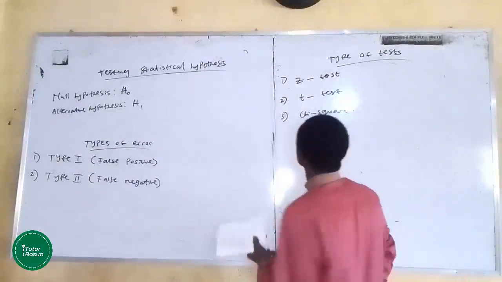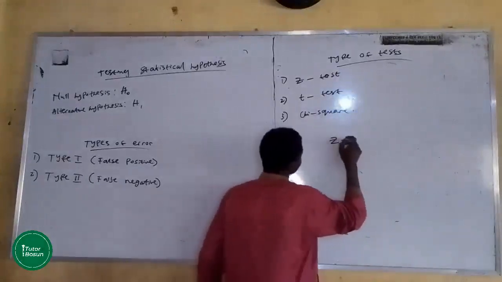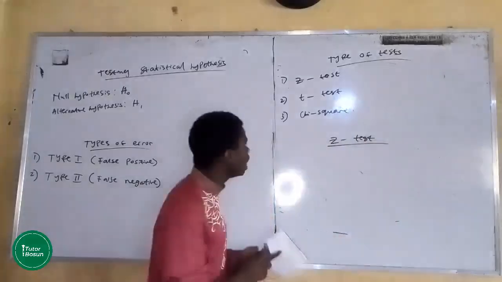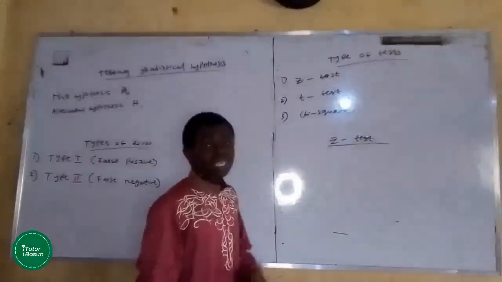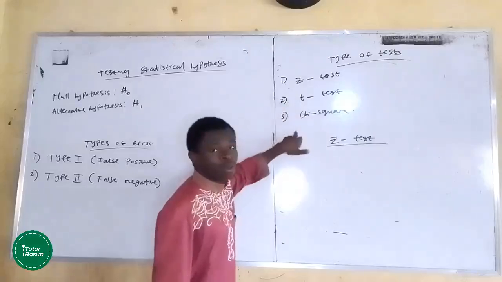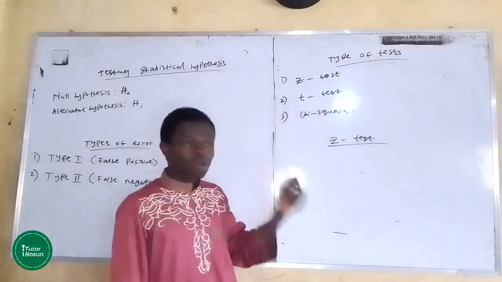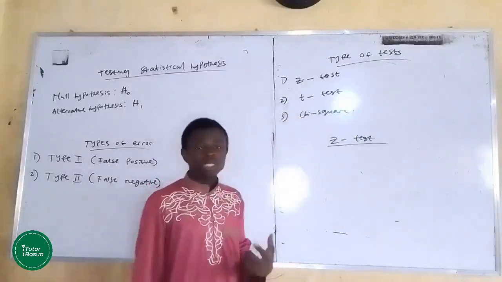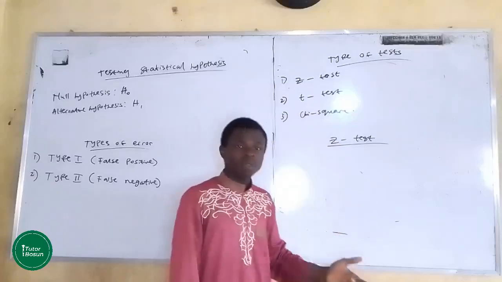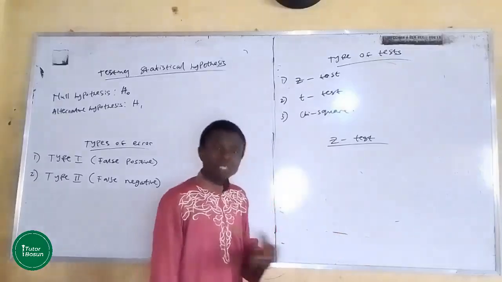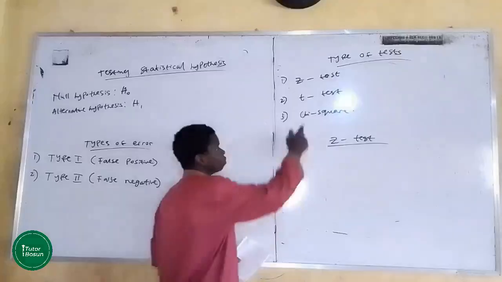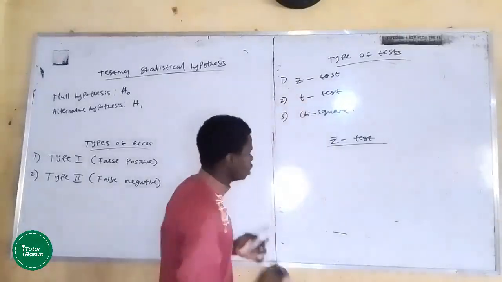Without wasting much of our time, let's move into the first test, which is z-test. Take note that in any of these three types of tests, you'll be given a critical value of z, t, or chi-square which you want to work with. If you are not given those critical values, you'll be given parameters which you use to find them in your statistical table. But in most cases, you'll be given the critical value.